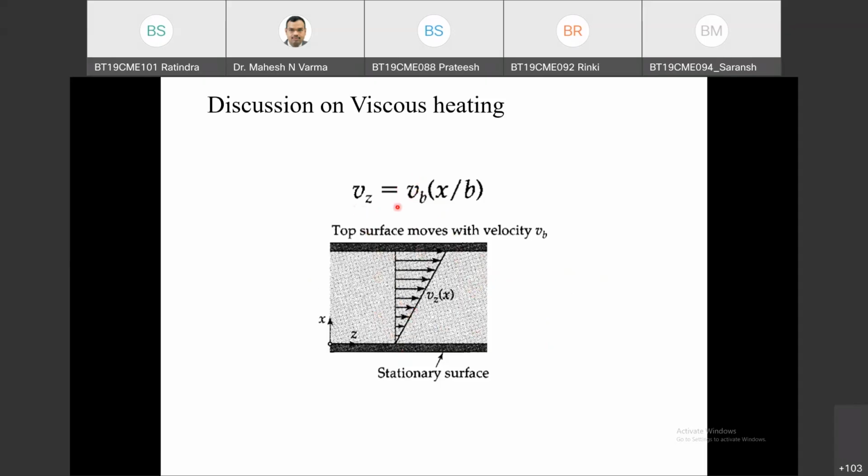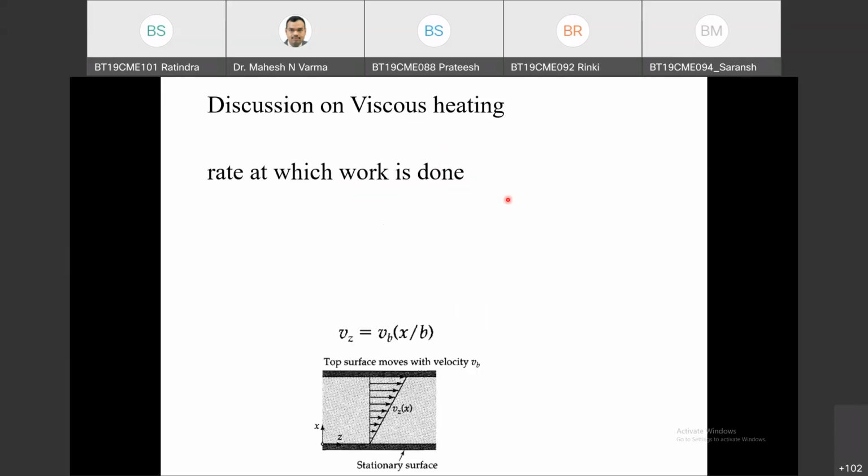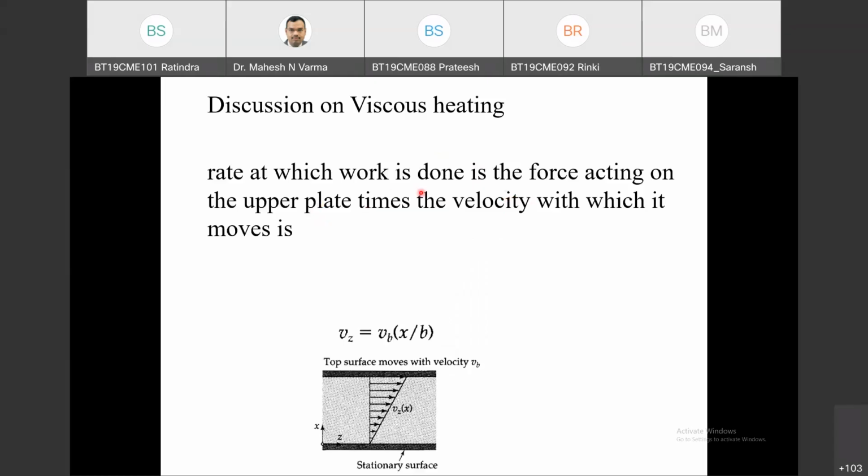So this velocity profile will be vz = V x by b. At x equals 0, velocity is 0, and at x equals b, where b is the distance between these two plates, velocity is V. So there is a linear variation, V x by b. Now you can see the rate at which work is done by molecular motion. The rate at which work is done is the force acting on the upper plate times the velocity. This we have already discussed a couple of slides before.